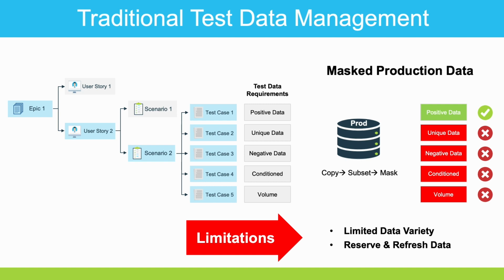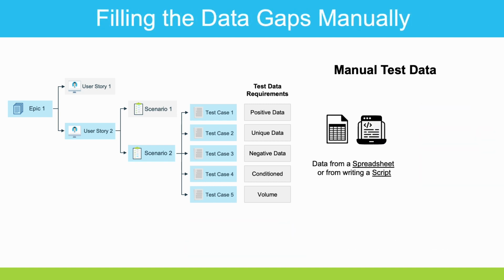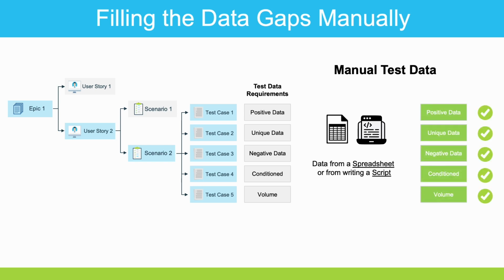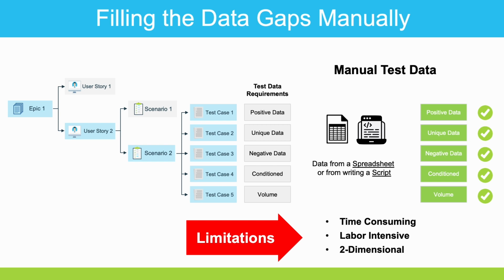So what does the industry do? It goes to manual methods: entry in the front end, spreadsheets, writing a script. And these are very time consuming and labor intensive. Yes, they give the data, but there are a lot of limitations. Testers run out of time. And so this is, again, not a great way to solve this.